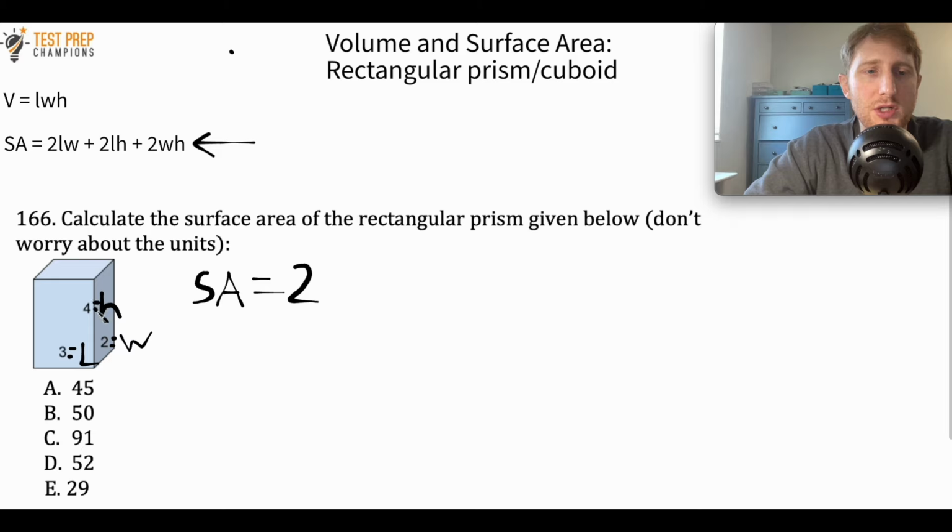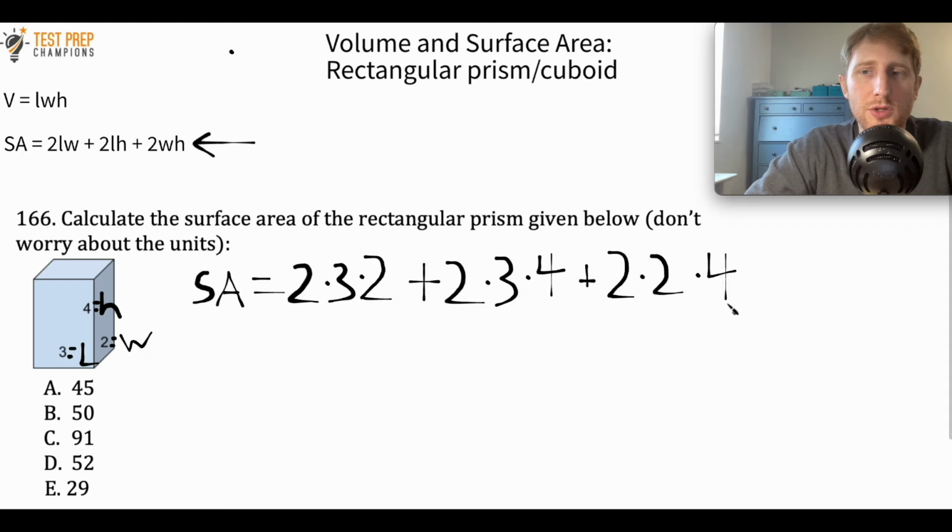So basically, we just want to plug all of these numbers into this formula. So let me write it out, and then I'll show you what it should look like. So we should have 2 times 3 times 2 plus 2 times 3 times 4 plus 2 times 2 times 4. And again, this is just a matter of being careful to make sure that we put the numbers into the formula the right way.